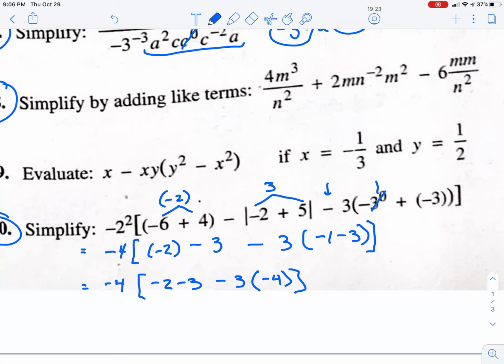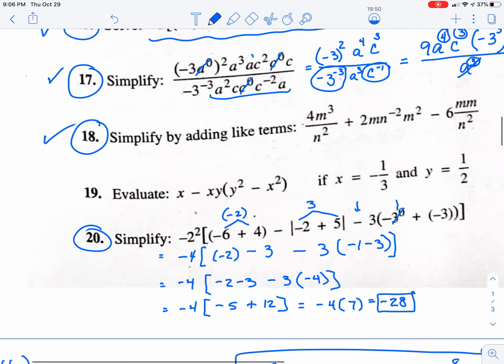I'm going to drop the parentheses off so we can see what we have. -3 times a -4. This is getting pretty long, isn't it? But we're shortening it. That's the good news. Then I'm going to have -4. I'm going to keep simplifying what's on the inside here. I have -5. And -3 times the -4 is plus 12. This is going to equal -4 times 7. And you'll get -28. Should be your answer for number 20.